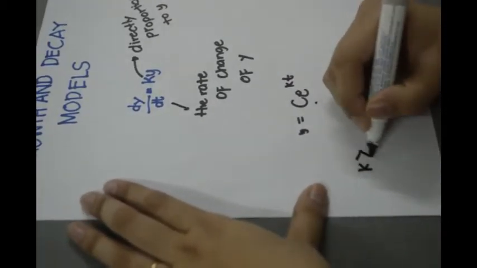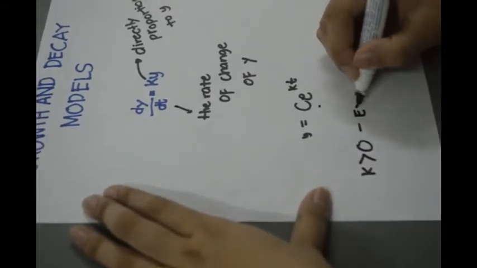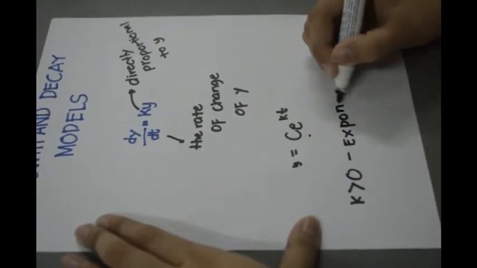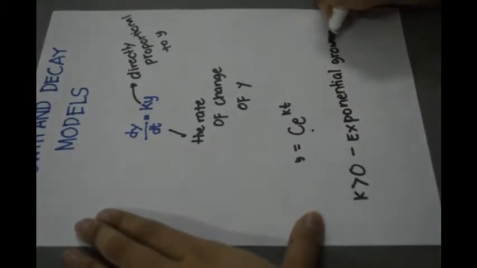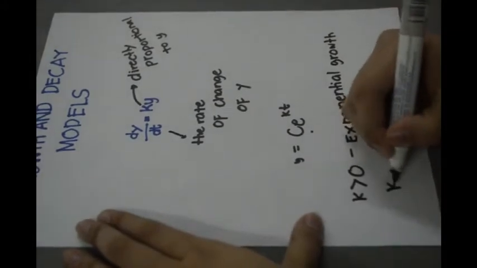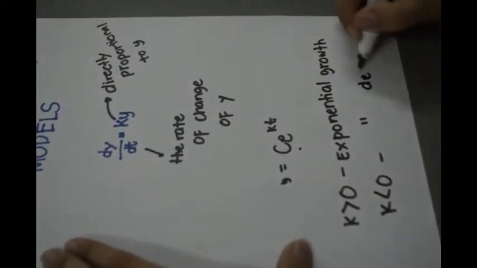When k is greater than 0, exponential growth occurs. And when k is less than 0, exponential decay occurs.